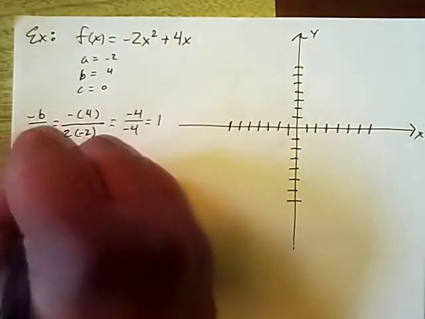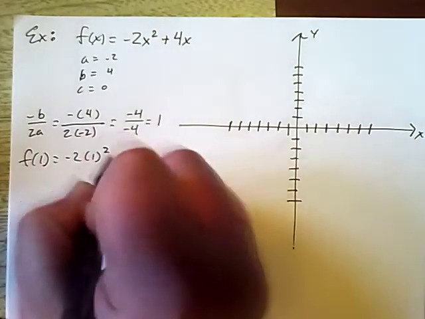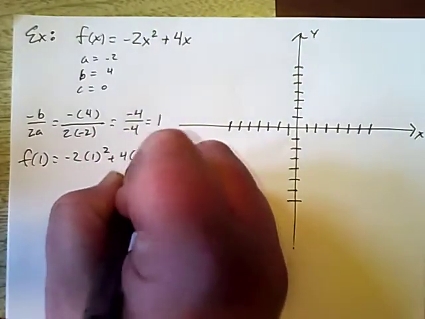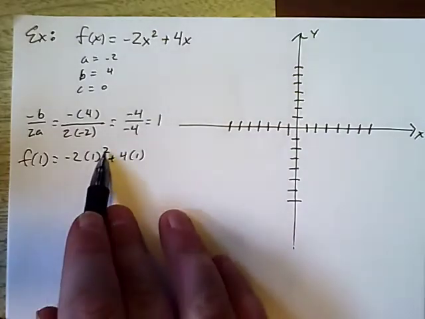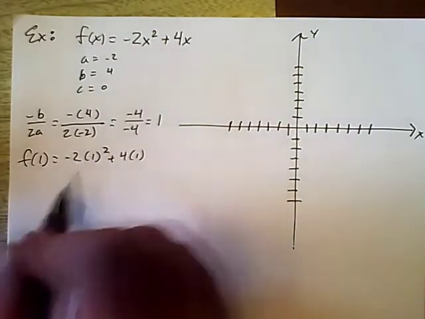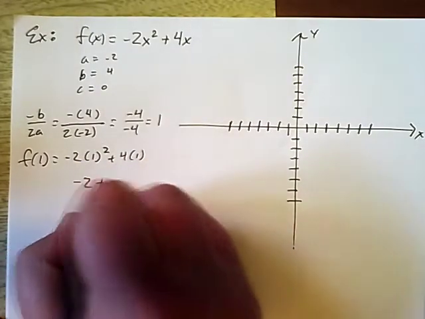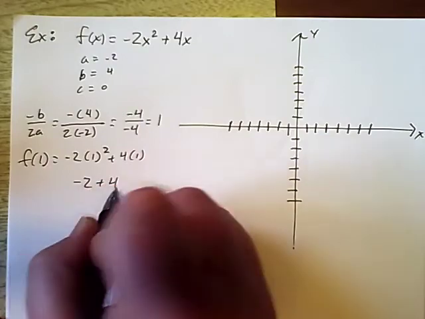So f of 1 is negative 2 times 1 squared plus 4 times 1. All right, so 1 squared is 1. And then negative 2 times 1 is going to be negative 2. And the plus 4 times 1 is 4. Negative 2 plus 4 is 2.